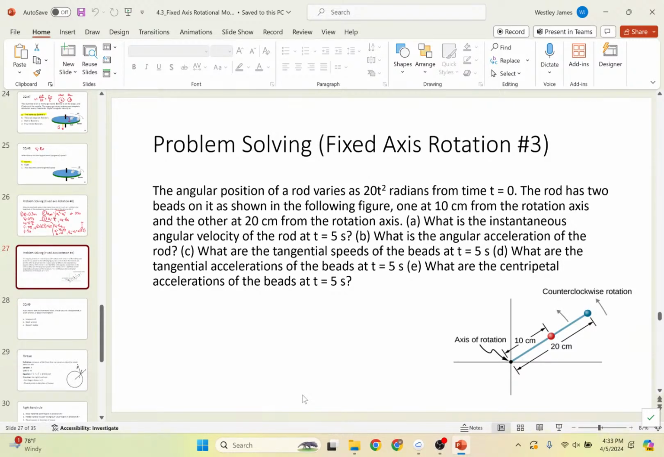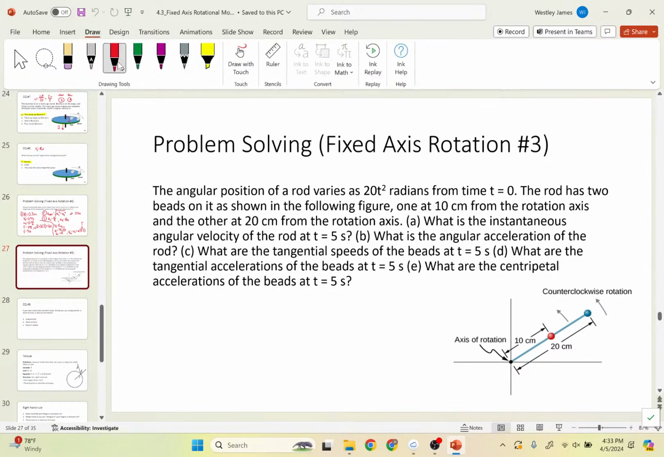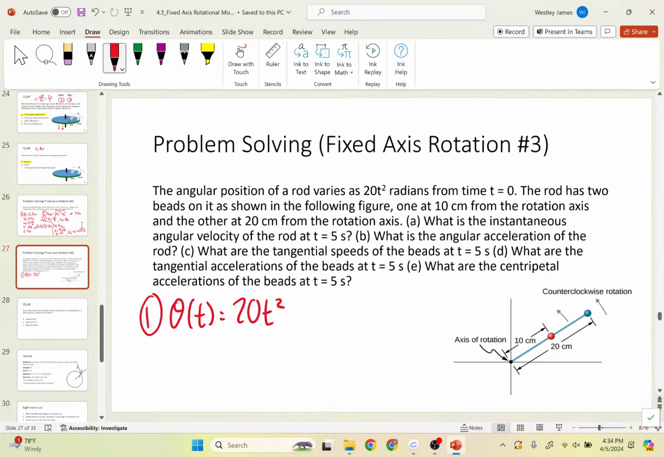All right, so what's given, y'all? Once I write this function, it's going to be pretty clear. The angular position is a function of the angle with respect to time. And we got 2 beads on it. Let's call bead 1 has a radius 1 equals 10 centimeters. That's 0.1 meters. The radius of the second bead is 20 centimeters. Let's call that 0.2 meters.